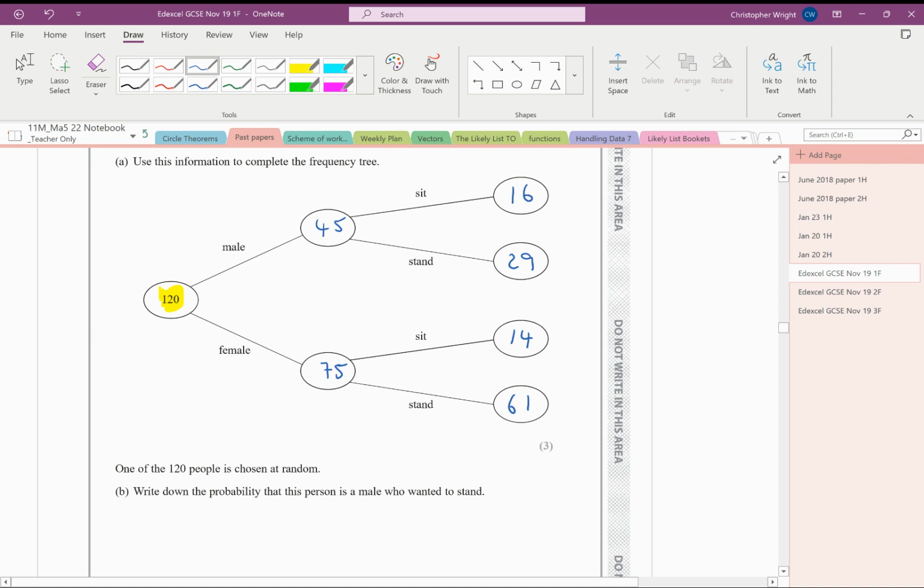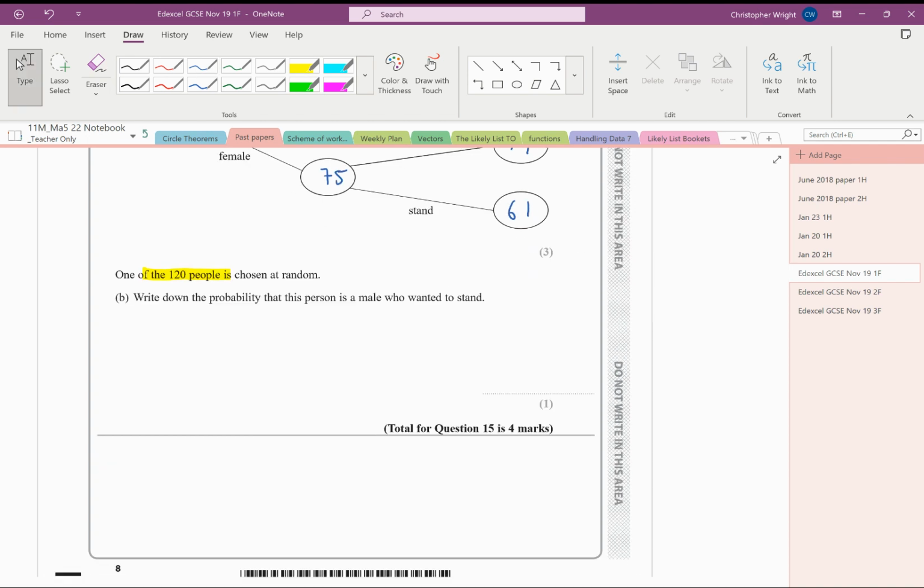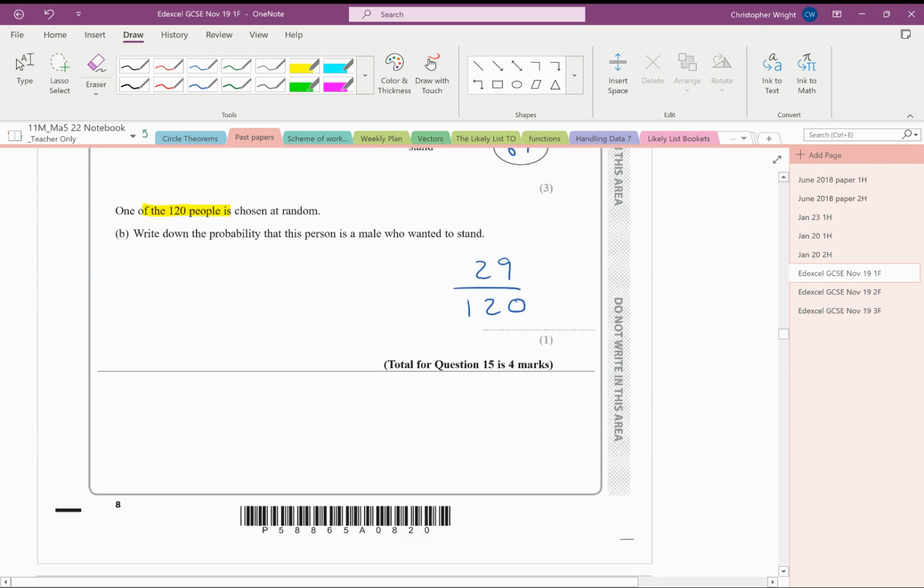Let's have a look. One of the 120 people is chosen. Write down the probability this person is a male who wants to stand. So it's one of those, isn't it? So it must be 29 out of 120. Okay, right, that is the end of question 15.